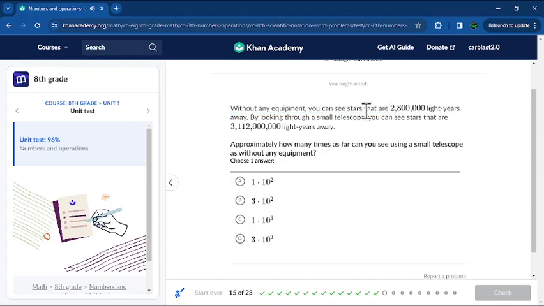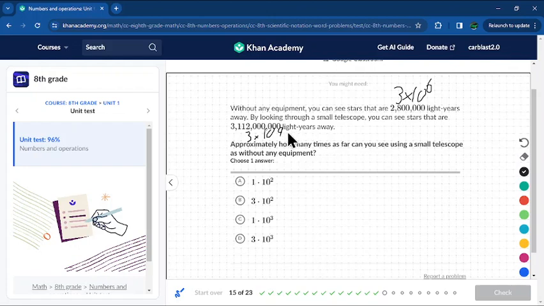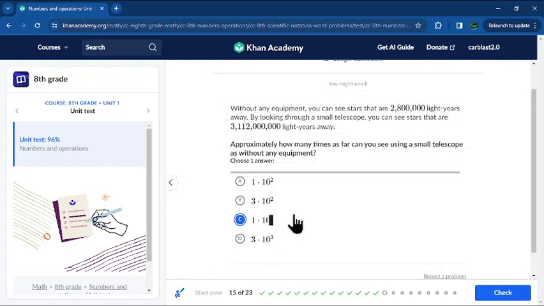Without any equipment, you can see stars that are 2.8 million light years away. By looking through a small telescope, you can see stars that are 3.12 billion light years away. In scientific notation, this number is roughly 3 times 10 to the 6th, while this number is roughly 3 times 10 to the 9th. So how many times as far can you see? Basically you're dividing this number by that number. It's not exactly that, but that's basically 3 billion divided by 3 million, which is 1,000, or 10 to the third.